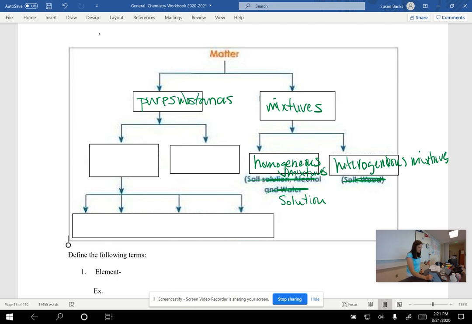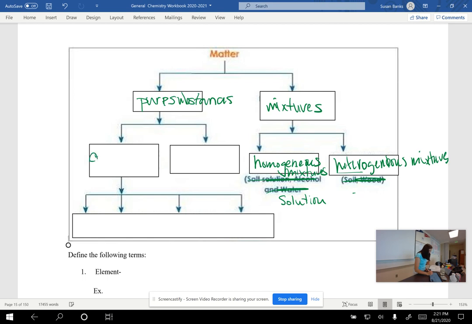Heterogeneous, hetero means different. So that means that mixture is not uniform throughout. That means you'll get chunks and bits and pieces of other things around. So heterogeneous would be something that has bits and pieces in it. So that would be like a chocolate chip cookie or sand and water where you have bits and pieces of other things.